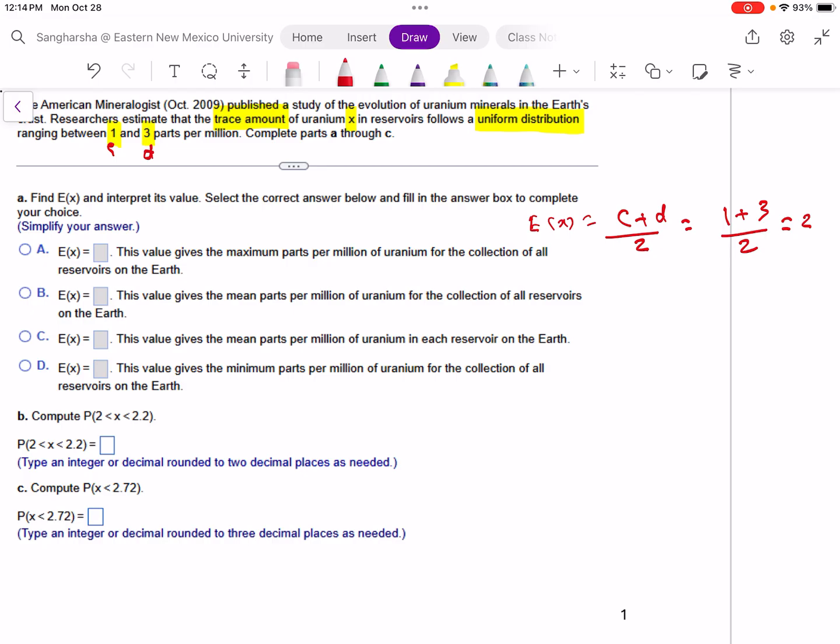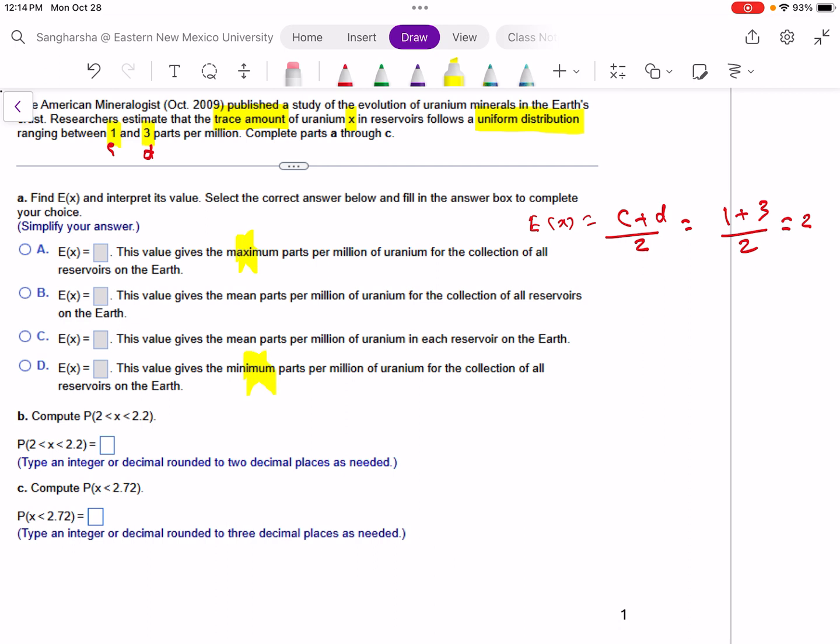Option A: this value gives the maximum parts per million of uranium for the collection of all reservoirs on the earth. Option B: this value gives the mean parts per million of uranium for the collection of all reservoirs on the earth. Option C: this value gives the mean parts of the uranium in each reservoir on the earth. Option D: this value gives the minimum parts. Okay, now what do you think? So expected value is the mean, right? If you don't see mean, they are not the correct answer. So we don't have any mean in A, so this is not the correct option, and even D.